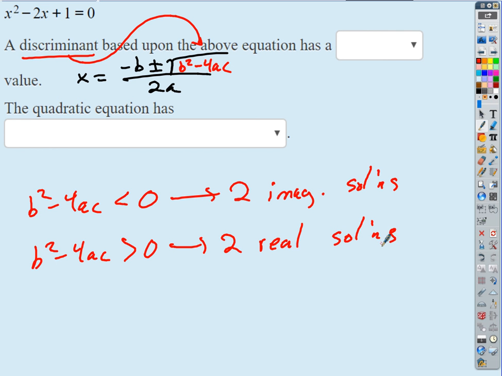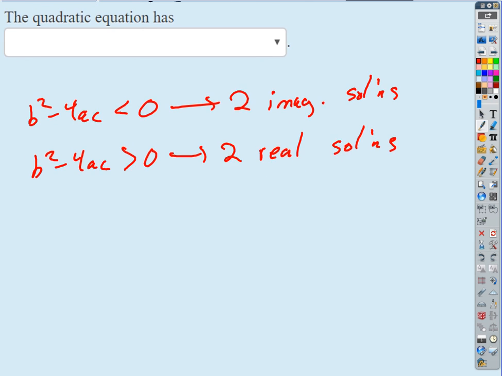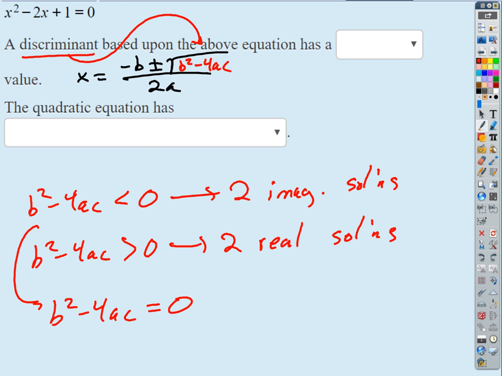Now, what about the in-between case, where it equals 0? If it's equal to 0, then the plus and the minus are the same answer, aren't they? Plus 0 and minus 0 gives me the same thing, so I only end up getting 1 real solution, right?